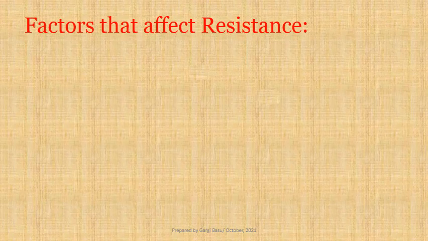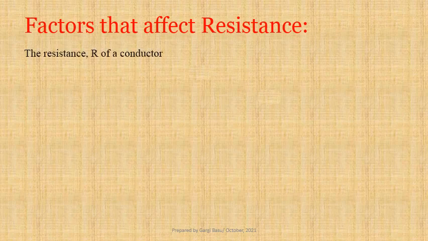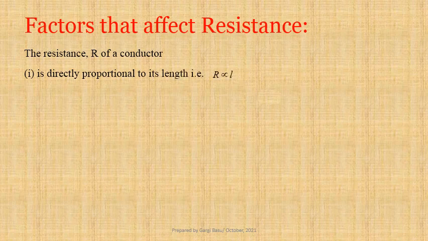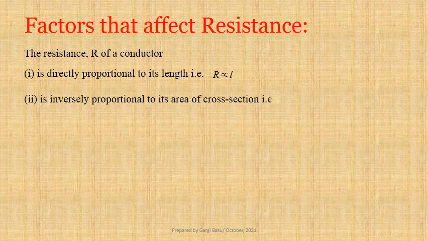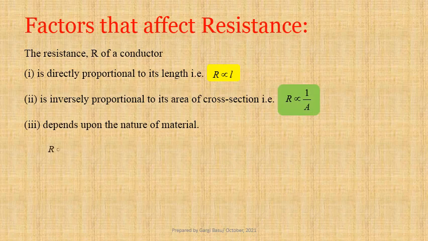When temperature remains unchanged, the resistance of a conductor is directly proportional to its length, that is, R is proportional to L. It is inversely proportional to its area of cross-section, that is, R is inversely proportional to A. It depends on the nature of material. Now we can write R is proportional to L by A.